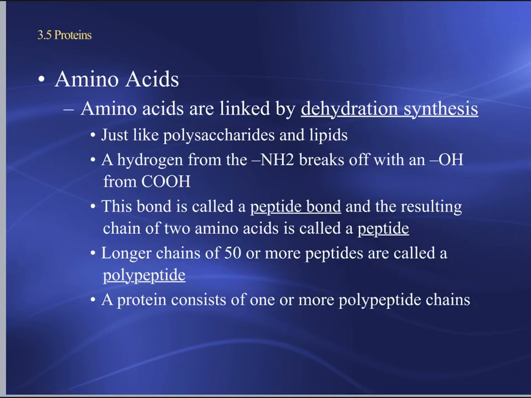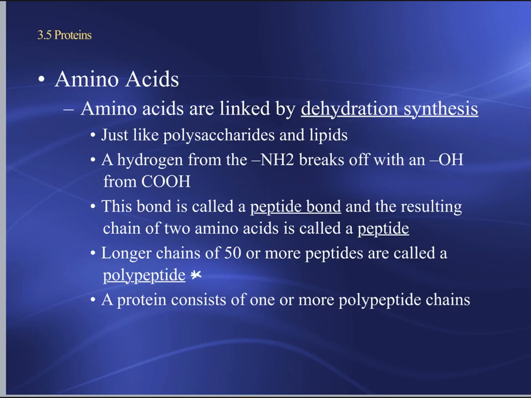Amino acids are linked together by dehydration synthesis. We've talked about that before. Just like polysaccharides and lipids, a hydrogen from the NH2 group breaks off with a hydroxyl part of the carboxyl group. Okay, and we'll see what that looks like here on the next slide. This bond is called a peptide bond, and the resulting chain of 2 amino acids is called a peptide. And if we get a whole bunch of them together, it is called a polypeptide, right?